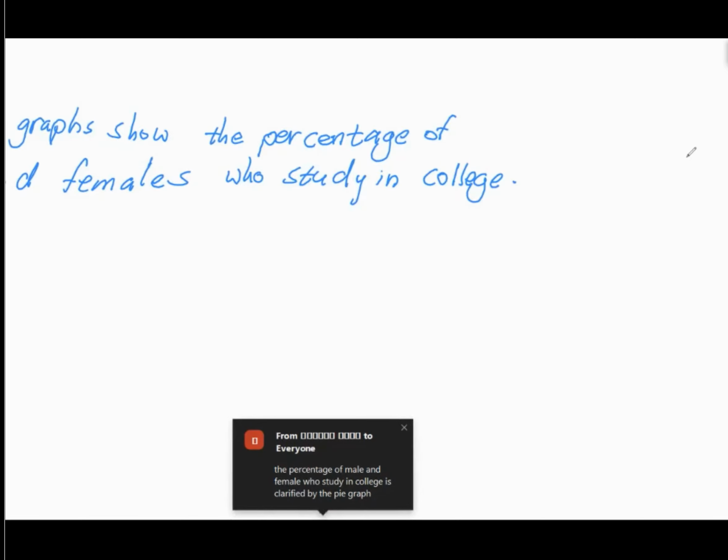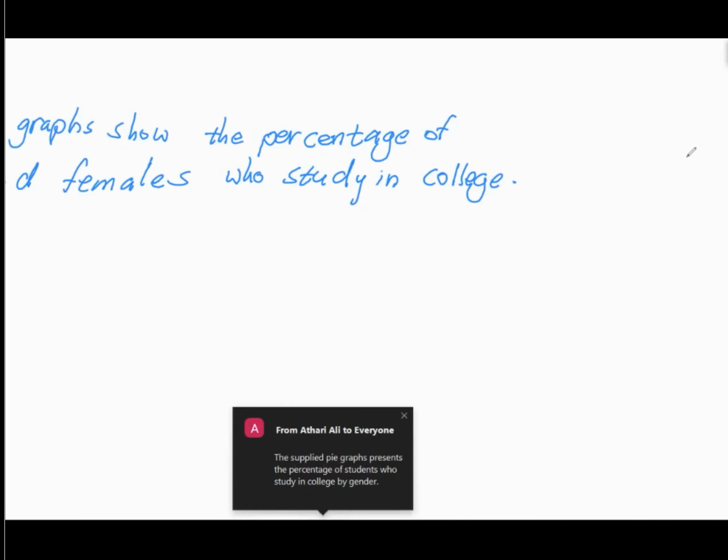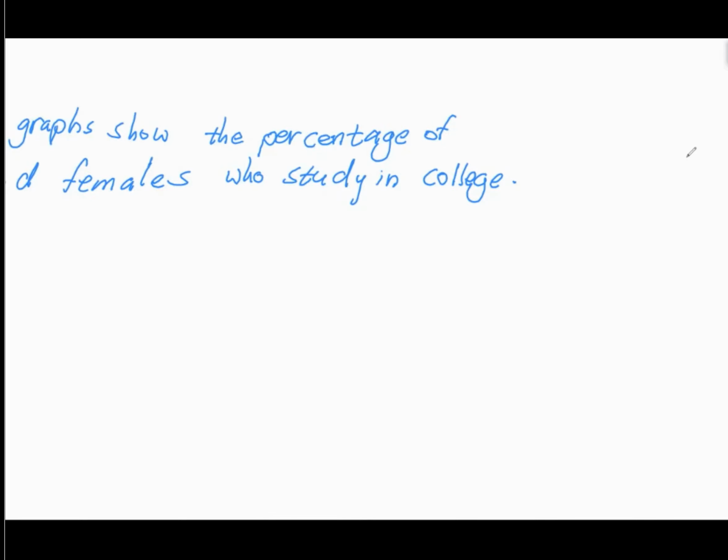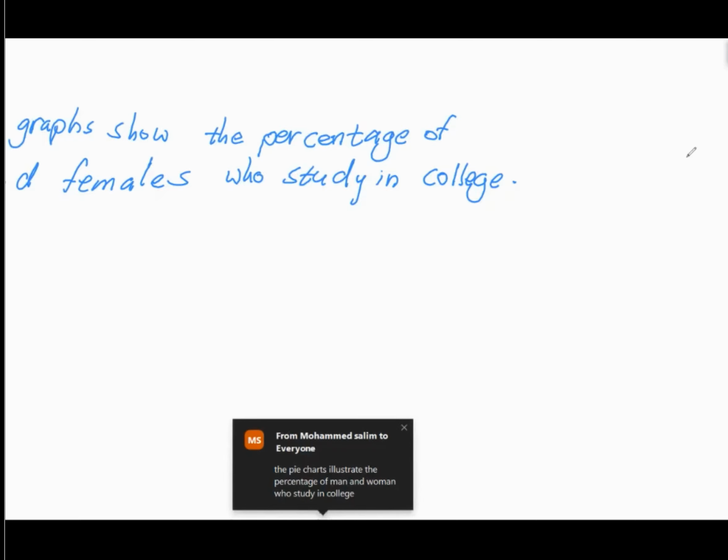Excellent, Tasneem. Very good. The rate of gender who study in the university is shown by the pie chart. Excellent, Sarah. Very good, Osama. The percentage of students who study in college is shown by the pie chart. Excellent, Osama, from active to passive. Mira, the percentage of males and females who study in college is shown by the pie chart. Excellent. The portion of males and females who studied in college is shown by the pie chart. Very good, Jinan. You just missed is here, is shown.